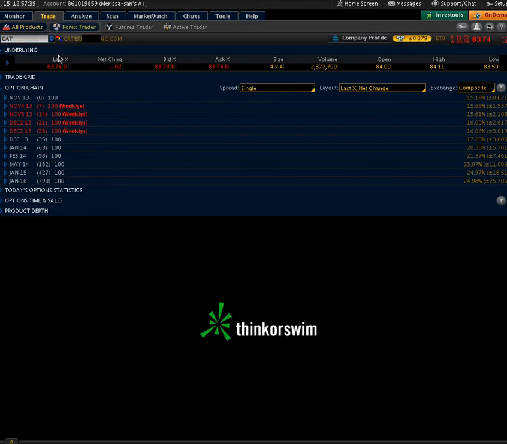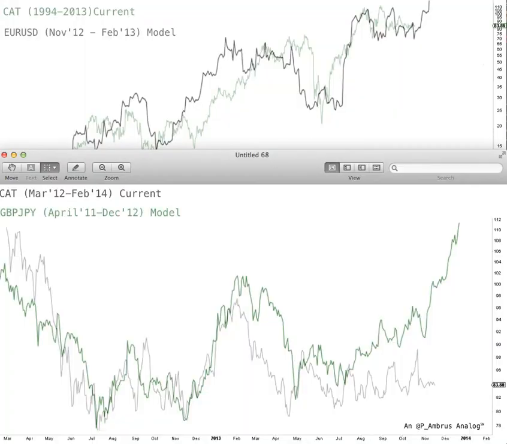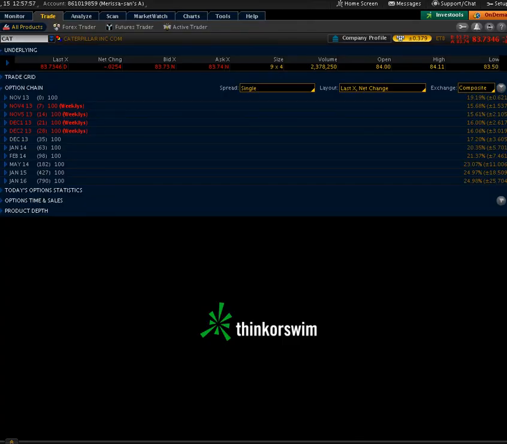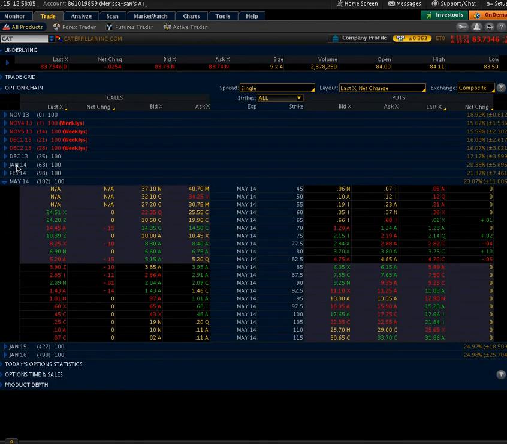Here's Caterpillar typed in. I think that Caterpillar, based off of the second chart that we just looked at, in about 4 to 5 months' time should be at the 110 high. 4 to 5 months' time will put us between March and April of 2014. However, sometimes it's nice to have a little extra time, and also there are no contracts written on March or April. So I'm going to look at the May calls.